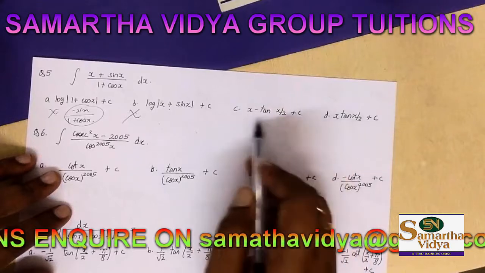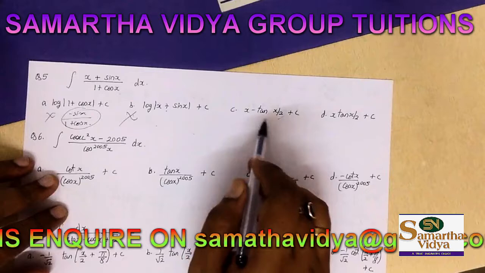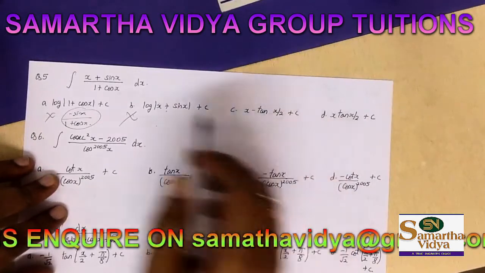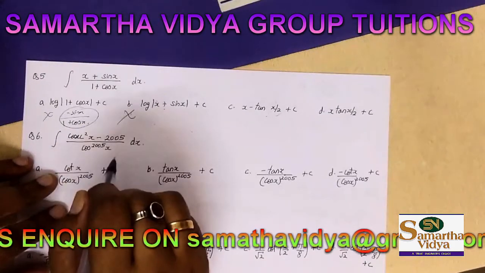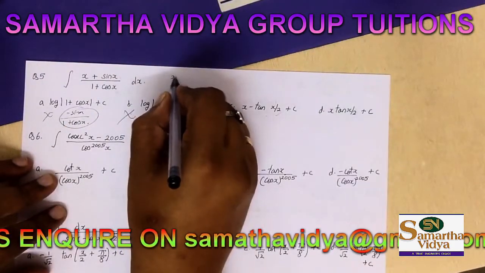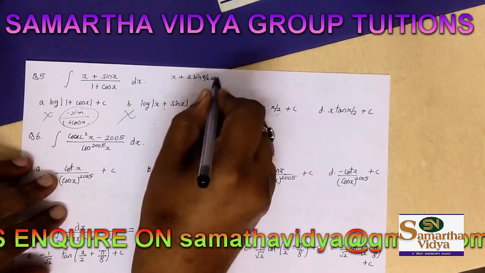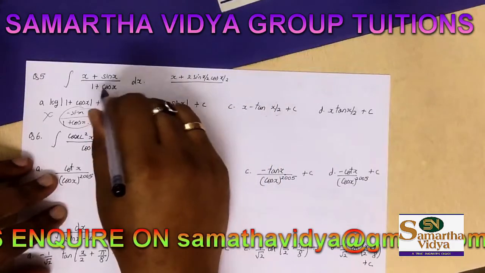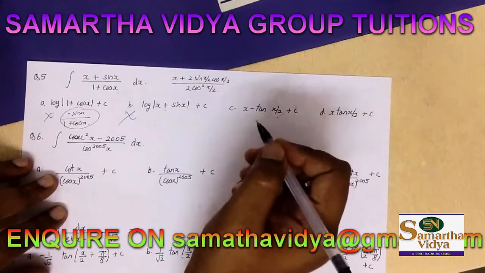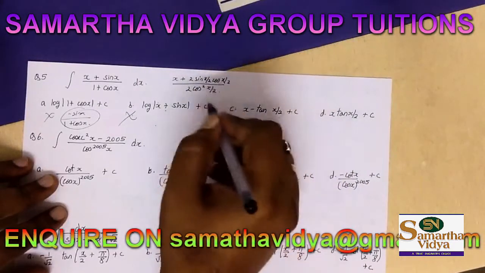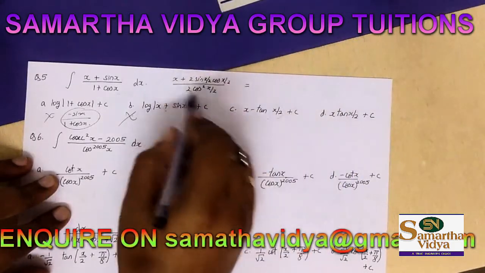Now in these two options, we have a half angle formula. So instead of directly finding the derivative, we can simplify this and bring these terms into half angles. We know that x plus sin x can be written as 2 sin x by 2 cos x by 2, that's the half angle for that. And 1 plus cos x is nothing but 2 cos square x by 2, that's the half angle for that. So we have now converted this to half angle. Now we can simplify it a little bit, so we can separate the terms.